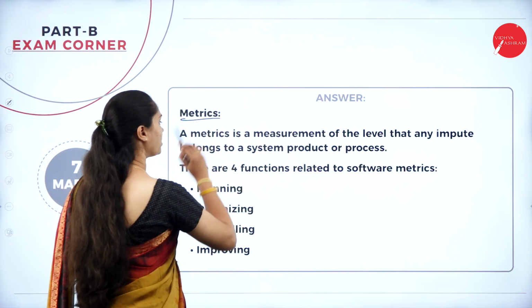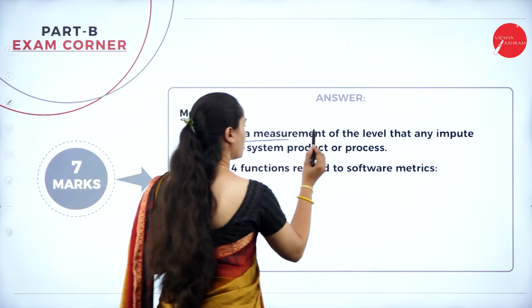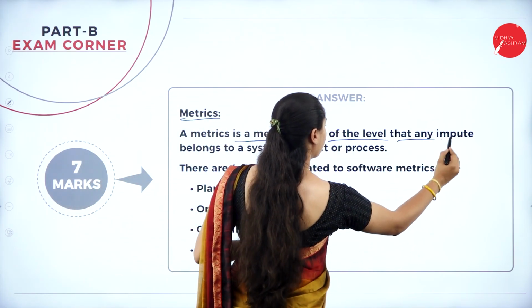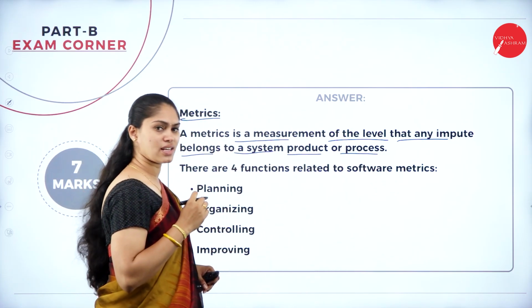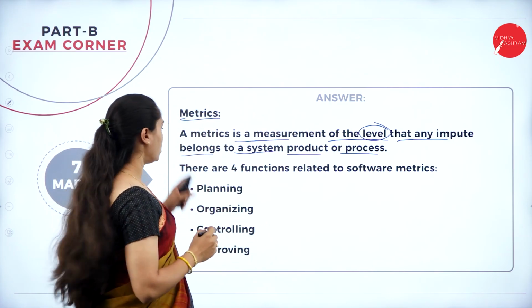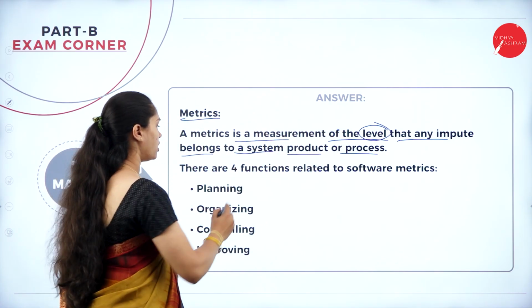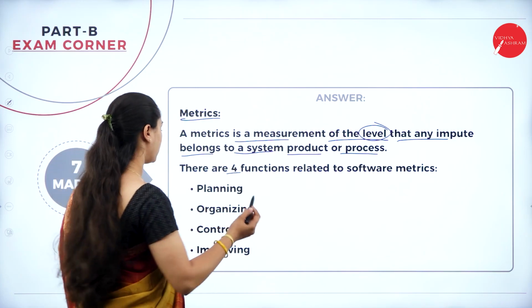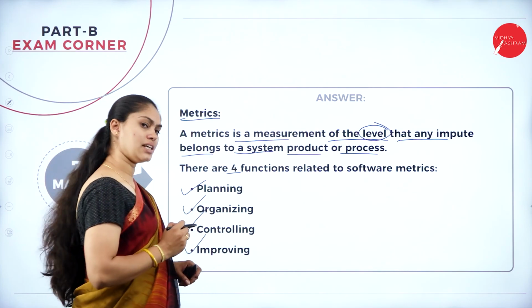Fine. We'll see the next one, that is metrics. What do you mean by metrics? It's also a measurement of the level that any input belongs to a system, product or a process. It's a potential level of any input which belongs to a system, product or a process. And here it is also going to have 4 functions, that include planning, organizing, controlling and improving.